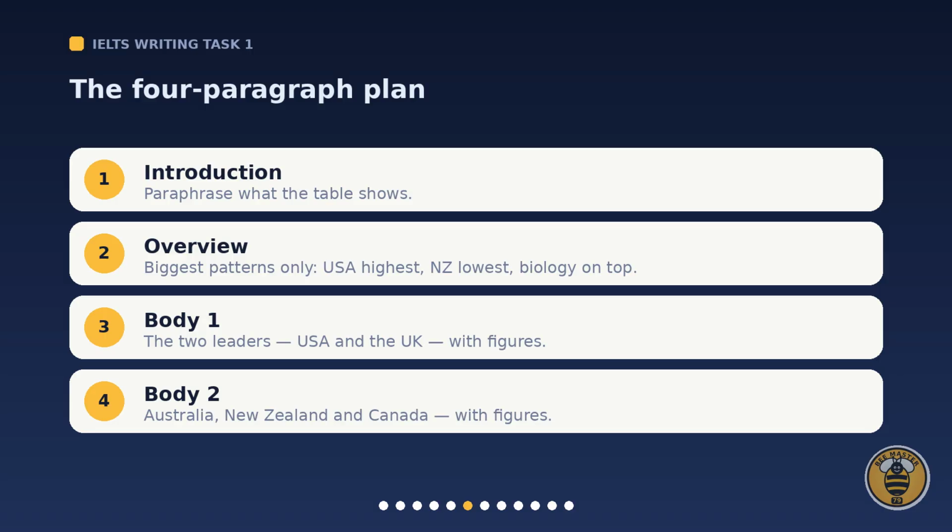Here is the plan. Paragraph 1, the introduction, paraphrases the table. Paragraph 2, the overview, gives only the biggest patterns. Body 1 covers the 2 leaders, the USA and the UK. Body 2 covers Australia, New Zealand and Canada. 4 paragraphs, and we are done.